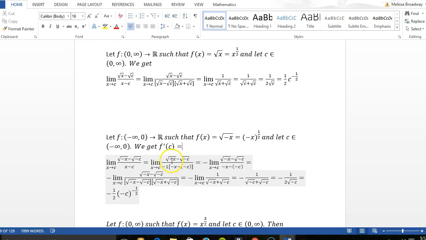Notice we have f of x minus f of c over, well, let's just go with it. Yeah, that's not the best way to put it. Let me just stay with this instead. So we've got radical negative x minus radical negative c over negative x minus negative c. Okay. So, well, we've got f of x minus f of c over negative x minus negative c. But let's just go with it for now.